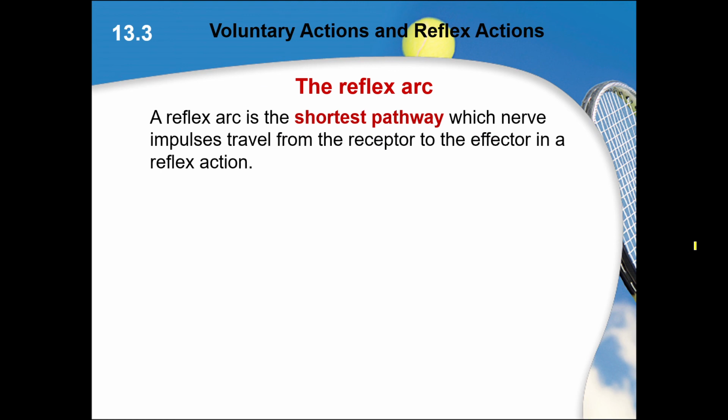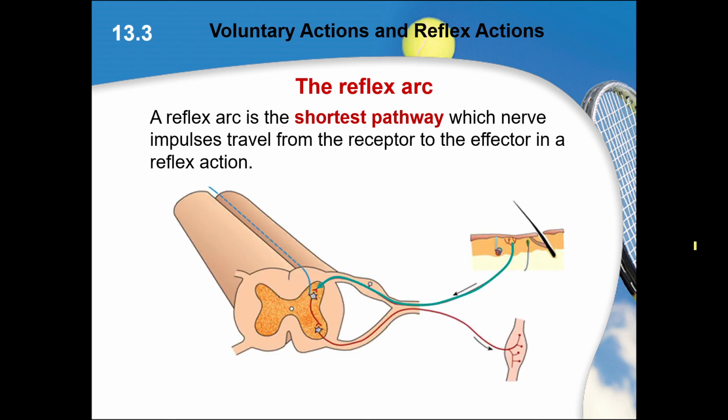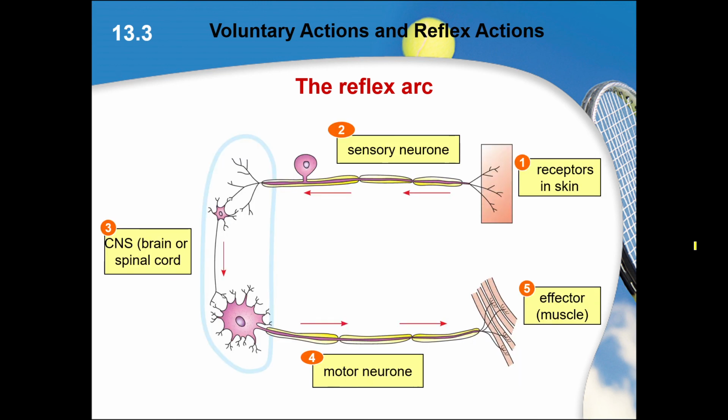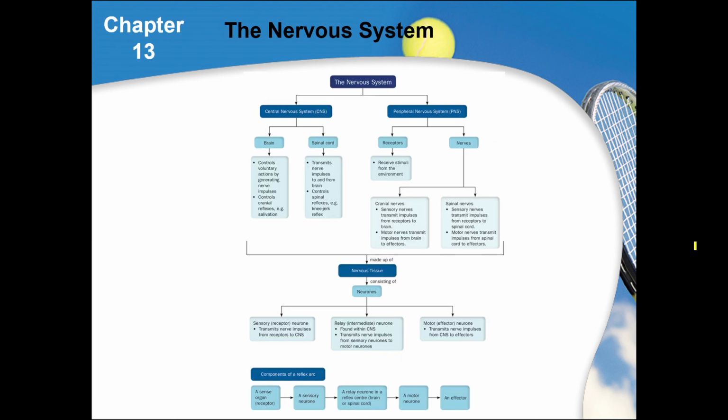So I reiterate, the reflex arc is the shortest pathway which nerve impulses travel from the receptor to the effector in a reflex action. This is the definition that you must remember. And how do you explain a reflex arc? These five components will all need to be present. Depending on the example that we give you, it may be in the form of an essay question. You apply it accordingly. Okay, and that's all for this part on reflex action.